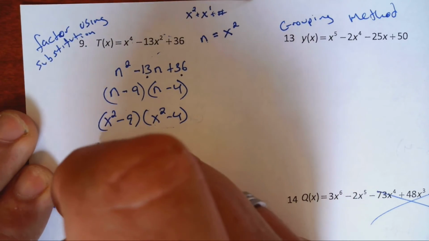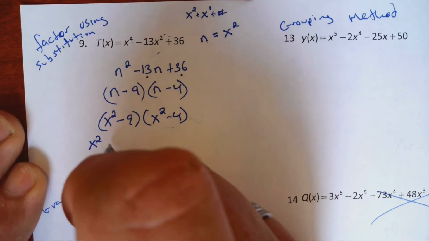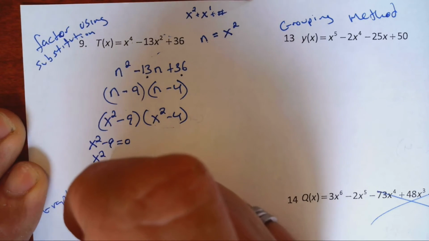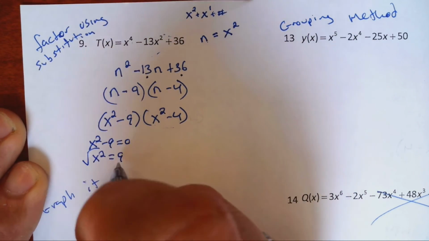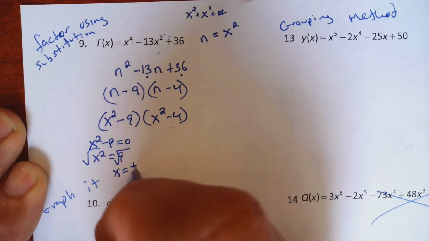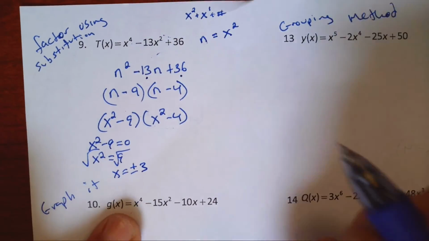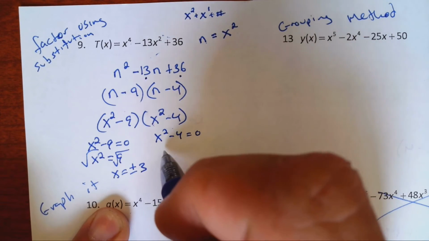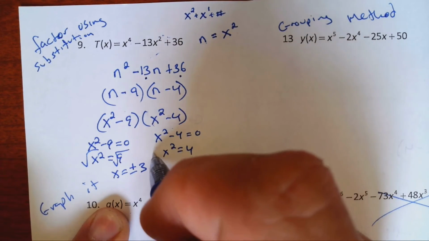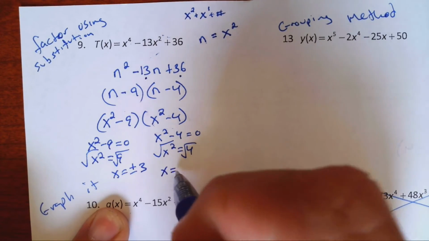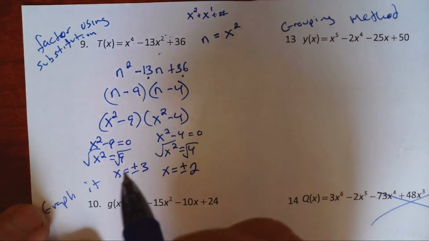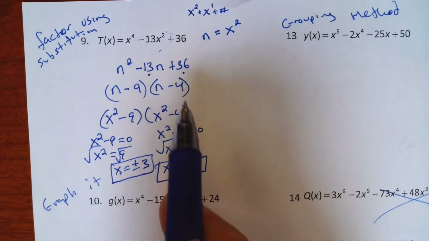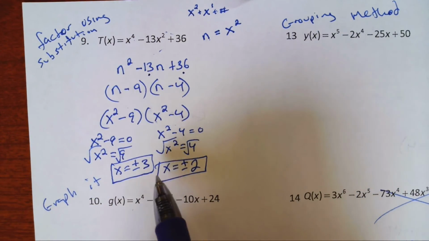It's much easier when you can get here because all you need to do is set this equal to 0, move the 9 over, x squared equals 9, square root both sides, and I get x equals plus or minus 3. This one, same thing, x squared minus 4 equals 0, x squared equals 4, square root both sides, x equals plus or minus 2. Now there are 4 solutions. On this one you could have just put it in the calculator and you would have seen all 4 of those.